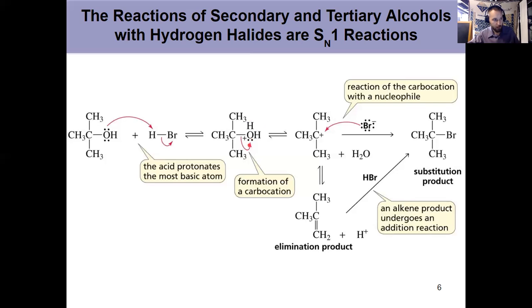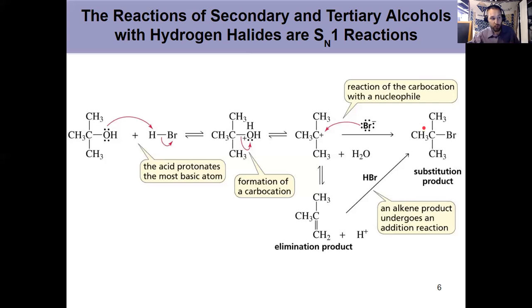It's weakly basic, so it can leave via an SN1 reaction. So it's forming the carbocation intermediate. Then the nucleophile can come back in. Now it is, in fact, a possibility that an elimination reaction occurs as well. Going straight from left to right, bromide just coming in and forming a bond, that's a substitution product.